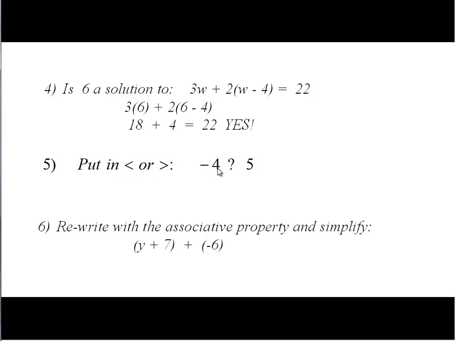Less or greater. Negative 4 is smaller because it's on the left side if you look at a number line. So it's negative 4 is less than 5.